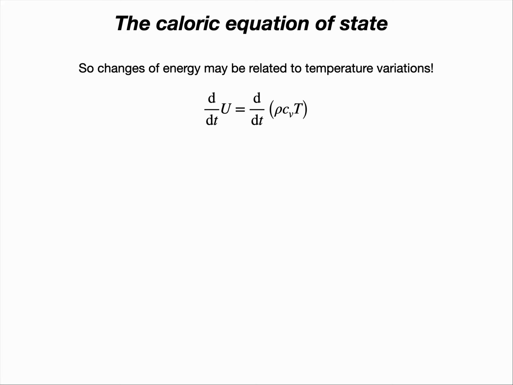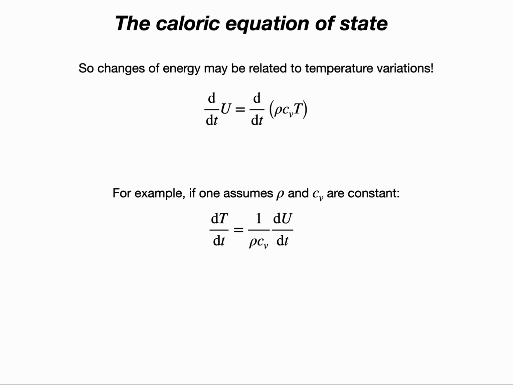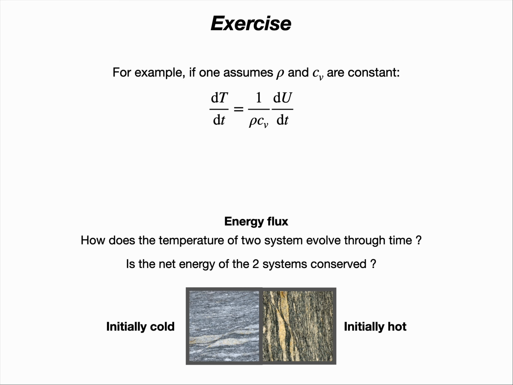Of course, we can define a rate of change of the energy again. So if we have a rate of change of U, it will be related to a rate of change of rho CV T. If we make a big assumption for the time being that rho and CV are constant, they fly out of the derivative, and you can, for example, solve for the temperature evolution of the system. And in fact, we are going to do this in the exercise of today.